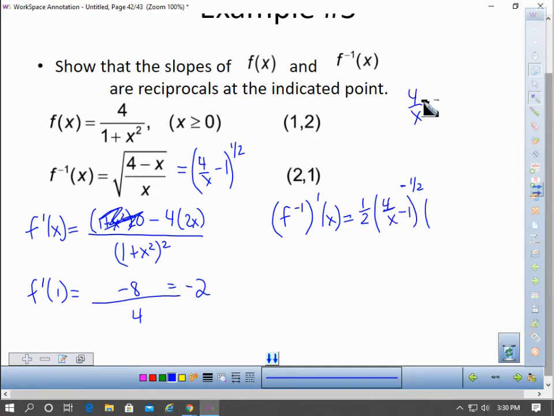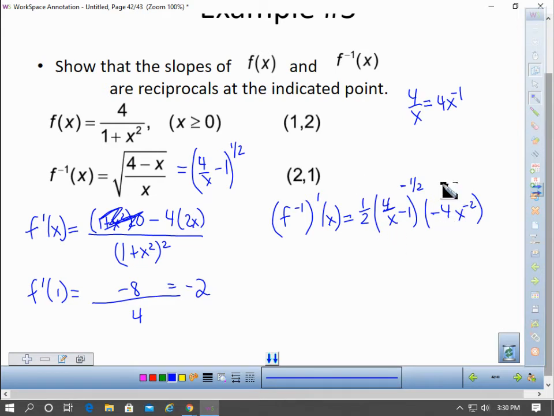If you remember, 4 over x can be written as 4x to the -1. So I want his derivative. That's going to be -4x to the -2. So I'm just taking the derivative of 4 over x, thinking of it as 4x to the -1, so his derivative is going to be -4x to the -2.